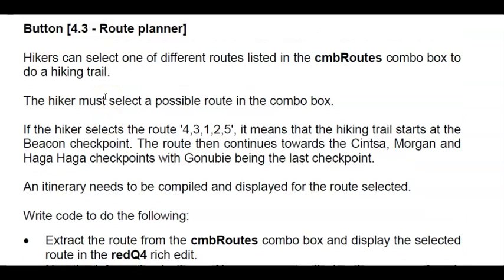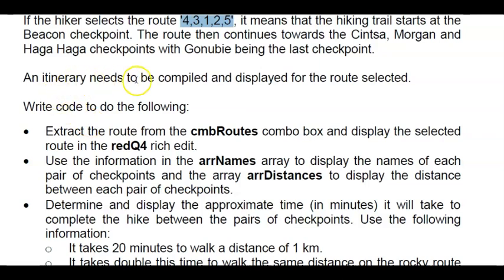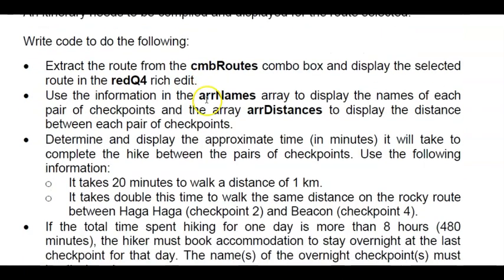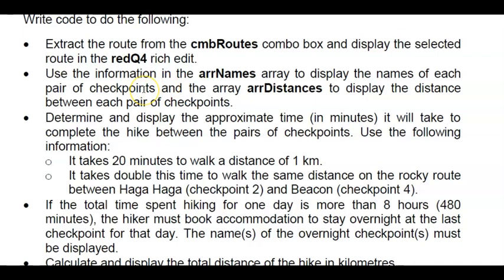Here is the next question, 4.3. It's asking us to use the input from the user from the combo box, and then they will select a possible route that could look like that. And then we need to determine the itinerary. So as I explained just now from the screenshot. And here they're just explaining that the extract the route, that just means store it and display the route in your rich edit. So there's already marks allocated for that, even though the rest of the question might be difficult for you to complete.